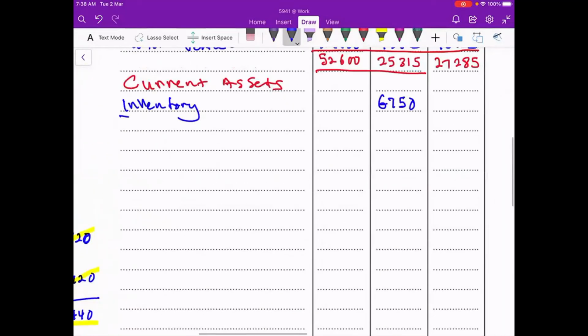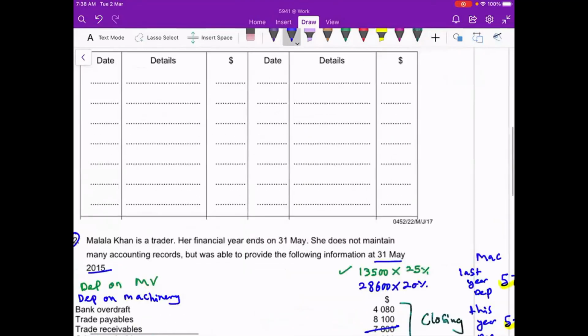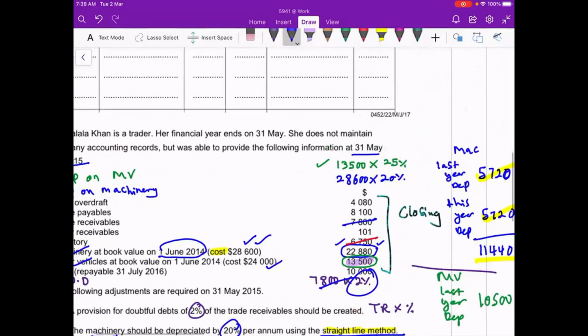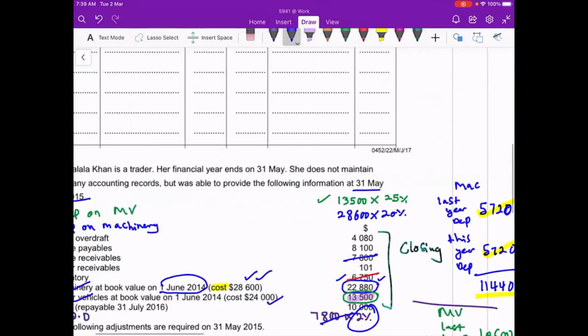So I go here, I write trade receivables. My trade receivable is 7,800 minus provision for doubtful debt. 7,800 times how many percent just now? 2%. 7,800 times 2%, we get 156. 7,800 minus 156, we get 7,644.